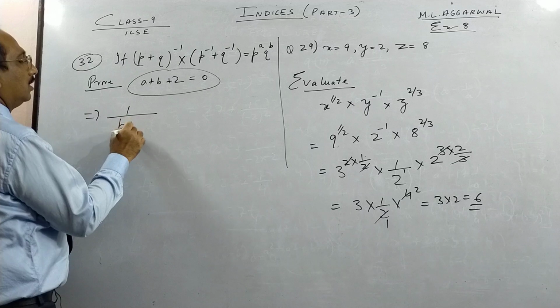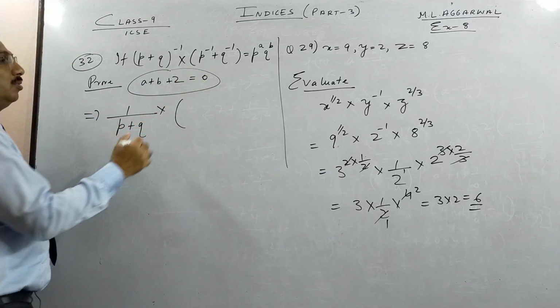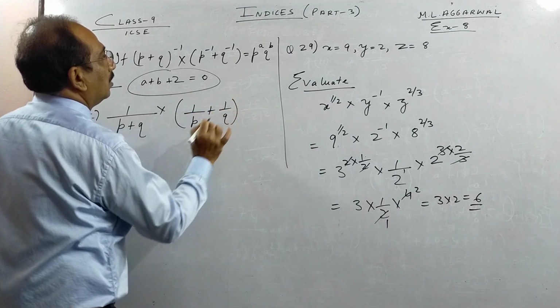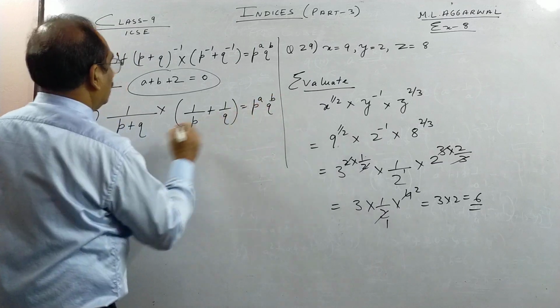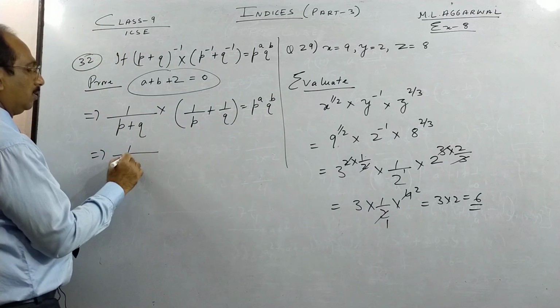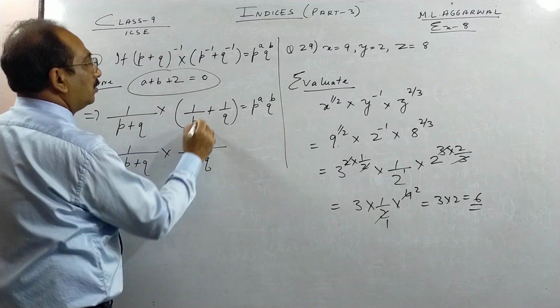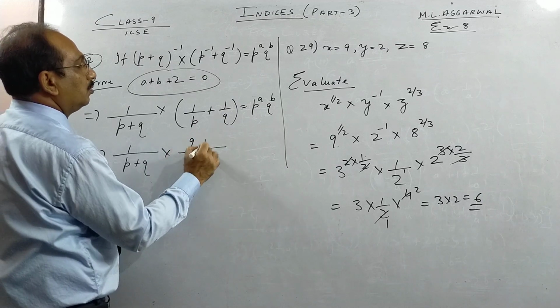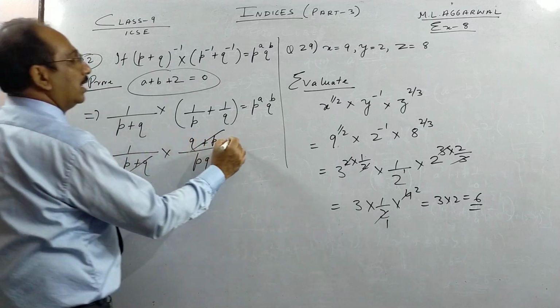This can be written as 1 by (p plus q), since negative power goes down and becomes positive. And this is 1 by p plus 1 by q. Okay, so you can write this side also. So here we get p plus q; if you take LCM, it will be pq. p will go q times with pq, and q will go p times, and this will cancel.